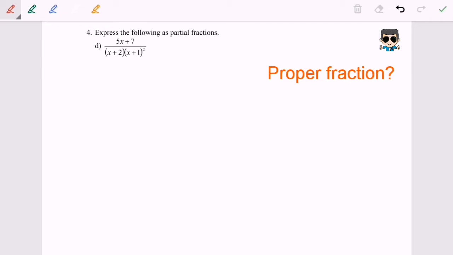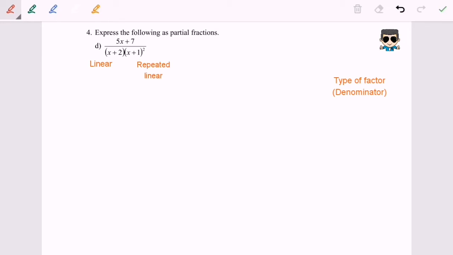Second, we are going to check whether it is able to simplify or factorize. For this case, it is in the simplest form. The third step is to determine the types of factor in the denominator. For this case, x plus 2 is linear, and x plus 1 squared is a repeated linear.